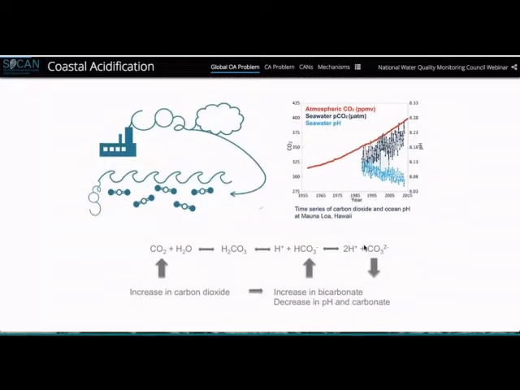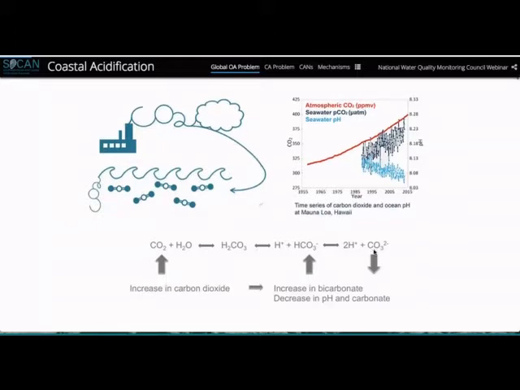It also shifts that equilibrium towards bicarbonate as opposed to carbonate, which is the structure that forms many of the bivalves and corals. And so that's why it often presents a problem, as we shift that equilibrium away from the carbonate ion and decrease the saturation state of carbonate in the water.